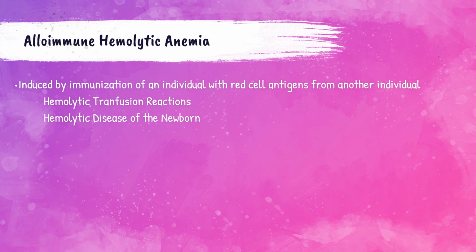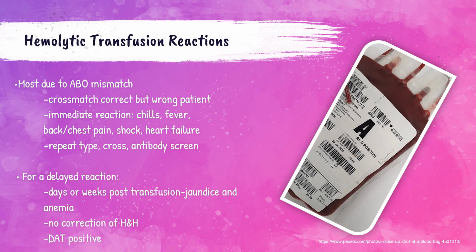Alloimmune hemolytic anemias are caused by the immunization of an individual with red cell antigens from another individual. So these are not antibodies that are developed towards the patient's own antigens. The patient must be exposed to a foreign antigen of someone else's. This happens either through a blood transfusion or a pregnancy in order for these antibodies to develop. Patients can develop antibodies towards foreign antigens when exposed via a blood transfusion.